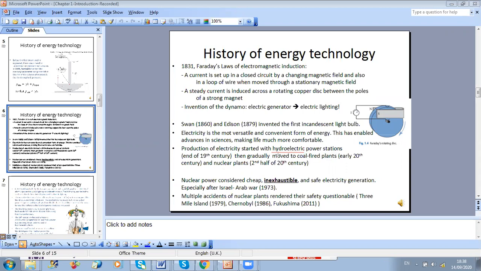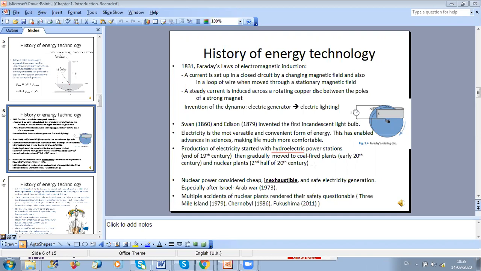While if you want to rely on hydroelectric power stations, we need to build towers of very high height, because as we have seen in the formula, the higher the pressure head, so the higher the height from which water is falling, the higher the energy and power produced.